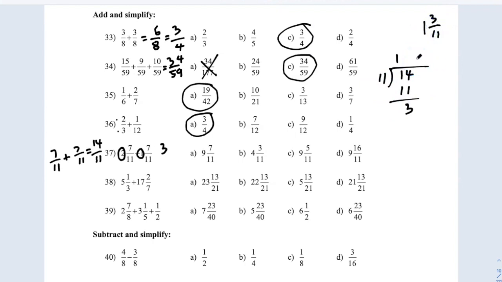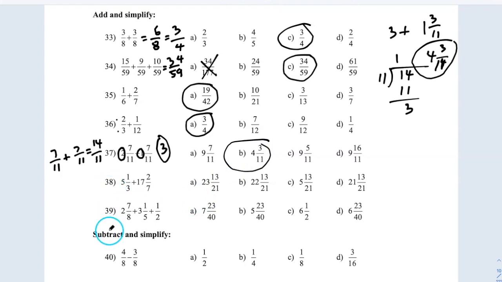3/11. But I already have 3 whole numbers, right? 3 units. So I'm going to add 3 plus that. That's going to give me 3 plus 1 is 4, and the fraction 3/11. 4 whole and 3/11. 4 and 3/11.